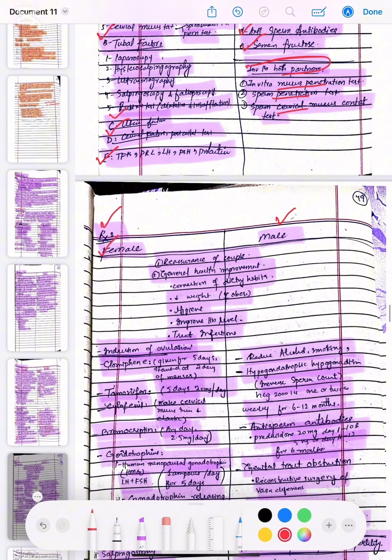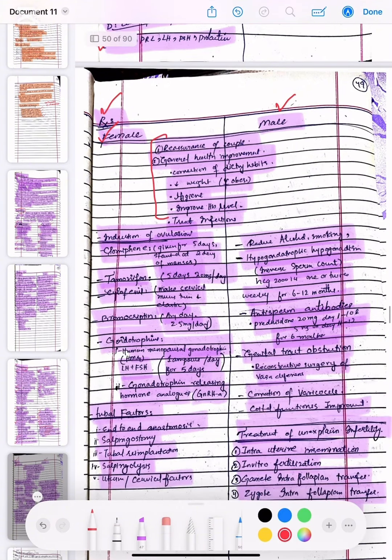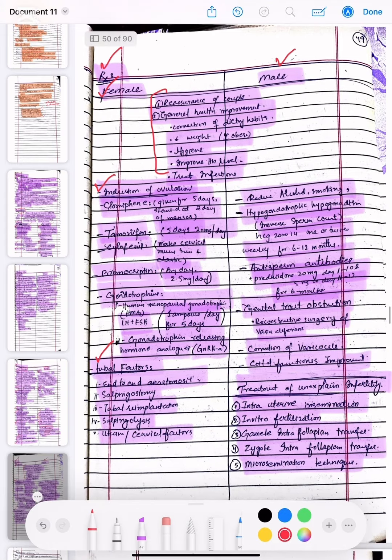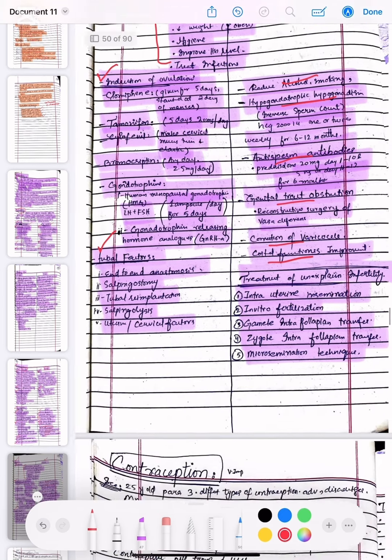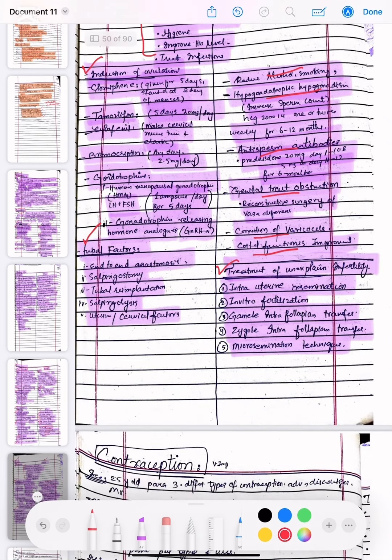These are the common treatment options, and in the female, induction of ovulation is done and tubal factors are corrected. In male, alcohol and smoking should be reduced, and hypogonadotrophic hypogonadism, sperm antibodies, genital tract obstruction, varicocele, and coital function improvement are treated. And then we will do the treatment of unexplained infertility if the reason is unknown, that is intrauterine insemination, in vitro fertilization, gamete intrafallopian transfer, zygote intrafallopian transfer, and microinsemination technique.